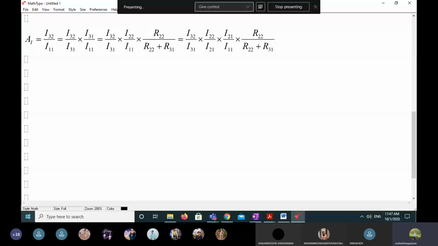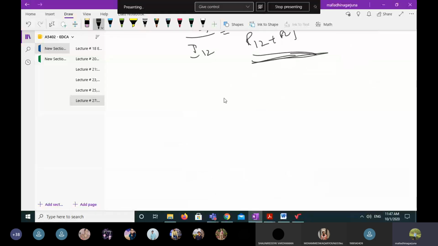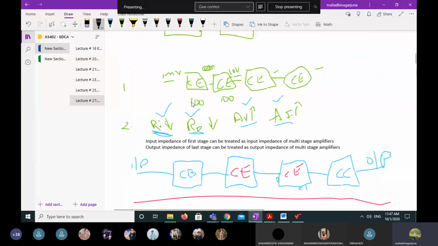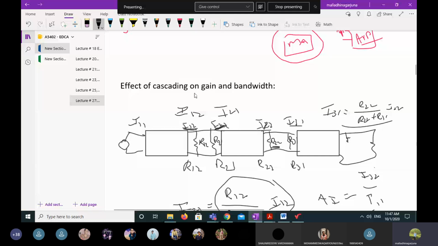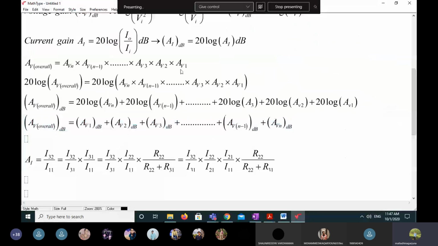So this is finally the effect of cascading on gains. The gain is completed. The title is effect of cascading on gain and bandwidth. So if it is absolute gain, these formulas only, we will get the formulas in the fourth module, multi-stage amplifier. Only two simple formulas are there. So this is one formula, and another formula is this. Only these two formulas, we will get problems on this.